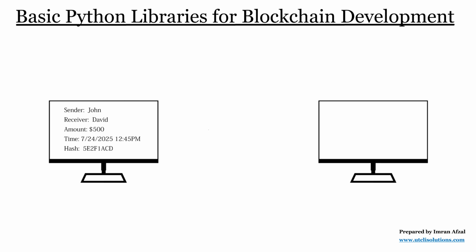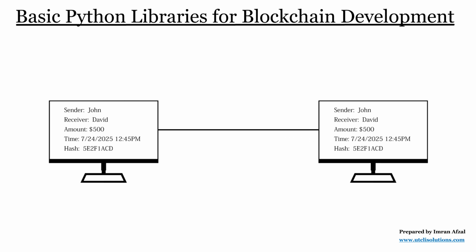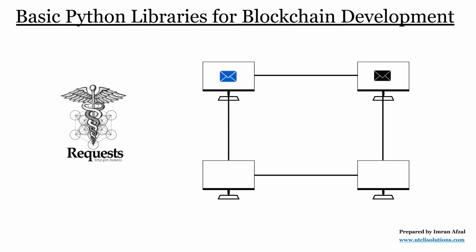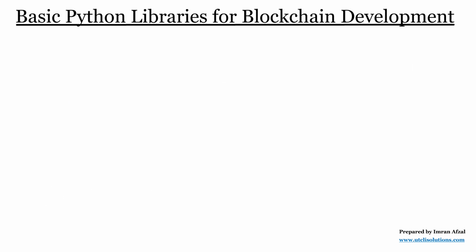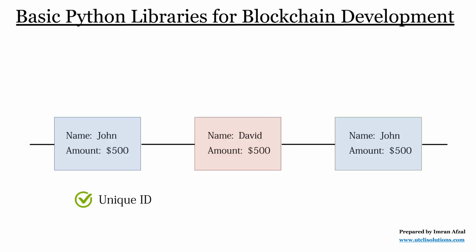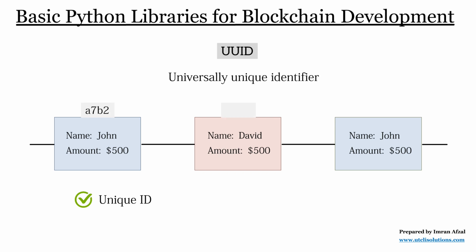When we want to connect our blockchain to another system or user, we use a library called requests. Requests help us send messages between computers. In blockchain, many systems may work together, and requests make the communication possible. So far, we have covered the libraries needed to create a simple blockchain, but we may also want to give each block or transaction a unique ID. For this, we use UUID. It stands for Universally Unique Identifier. It helps us give a special number to each item so that nothing is repeated.